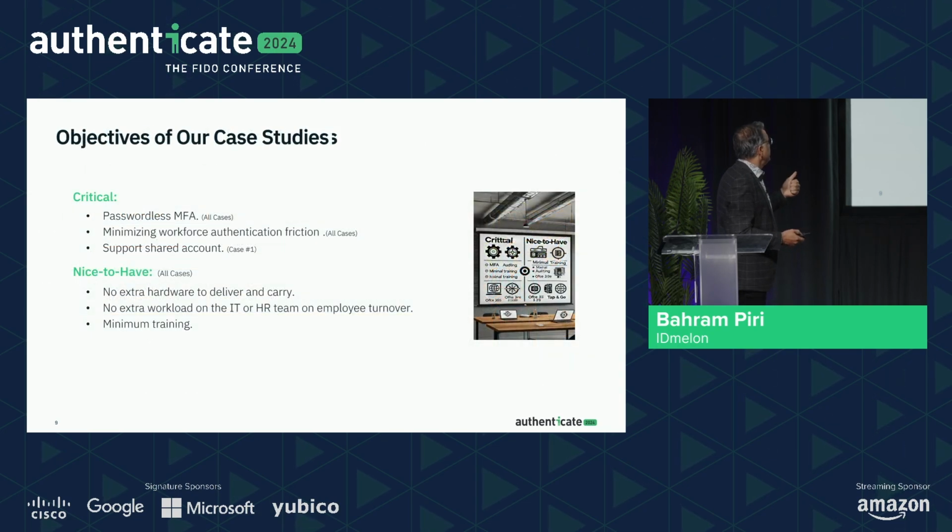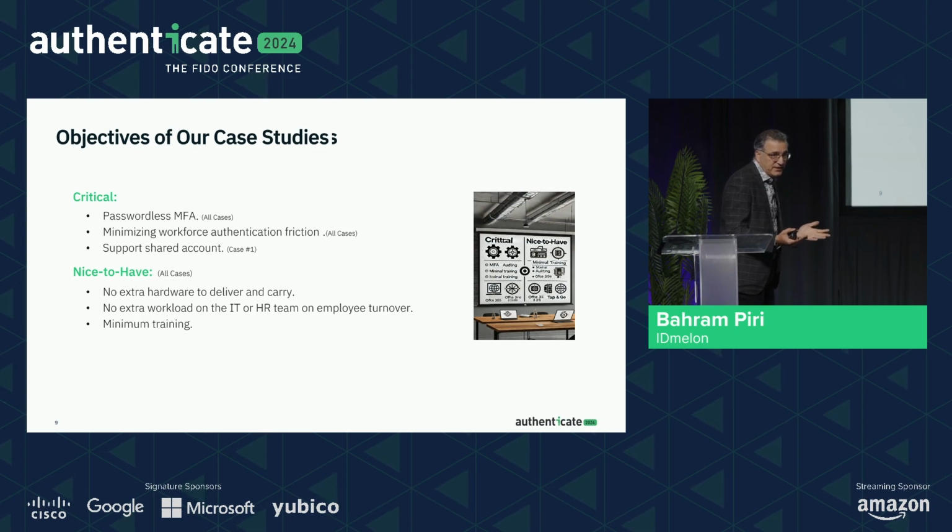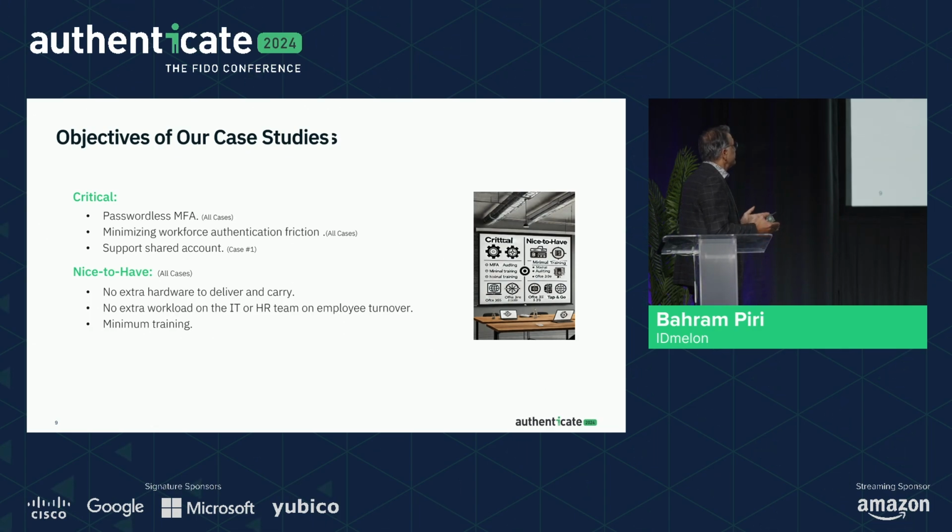The objective of our case study, I divided into 2 categories: the critical objective and nice to have. The critical one is passwordless MFA. They want to get rid of passwords, because for a factory worker, changing the password every 90 days, using a 15-character password and username and stuff like that is impossible. Minimizing workforce authentication friction.